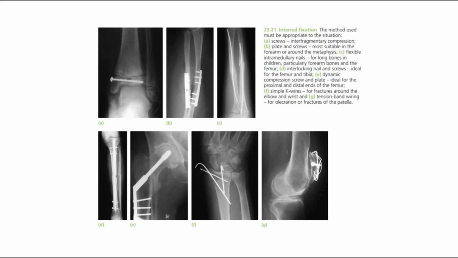Here are some pictures. Picture A shows screw, B shows plate and screws, which is suitable for forearm or around the metaphysis. C is flexible intramedullary nails, used for long bones in children. D is interlocking nails and screws, ideal for femur and tibia. E is dynamic compression screw and plate, for proximal and distal ends of femur. F shows K-wires, and G shows tension band wiring, for patellar fractures.